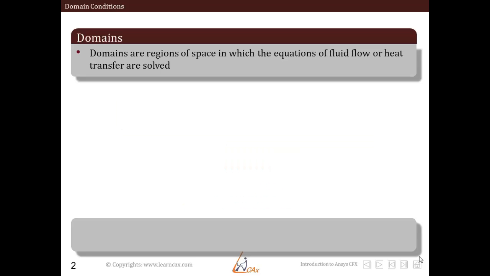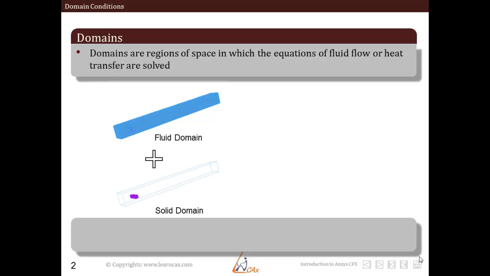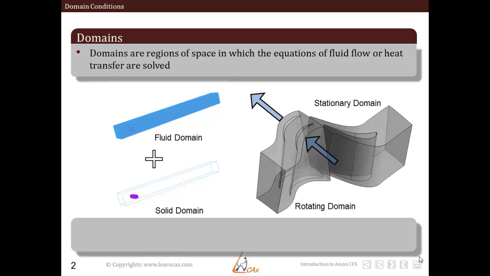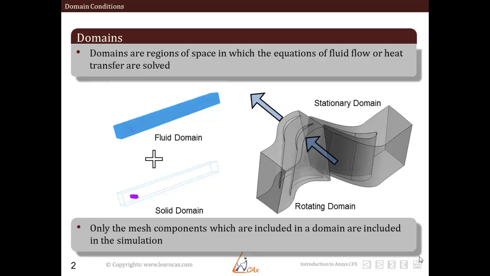First we should be clear with the concept of domain. What do we mean by a CFD domain? Domains are regions of space in which the equations being solved for simulation of fluid flow or heat transfer are solved. It can be a fluid domain defined by a volume, a solid domain defined by a different volume, and it can also be a rotating or a stationary domain depending upon what inputs we give. But basically it is a volume in which equations are solved, so it needs a mesh. Only the meshed components which are included in the domain are included in the simulation. If we don't have a mesh, the domain cannot be used for simulation.